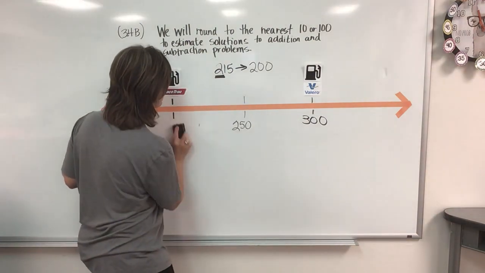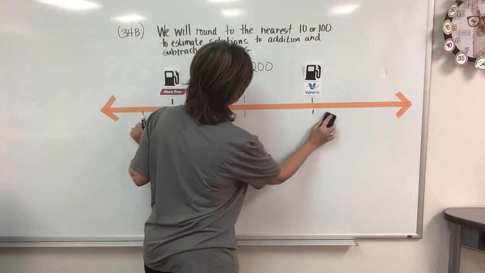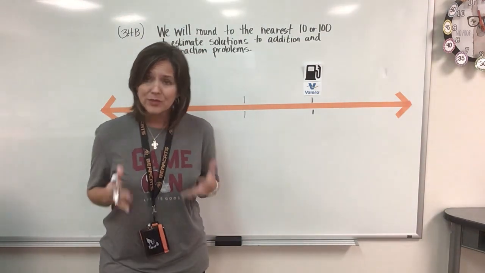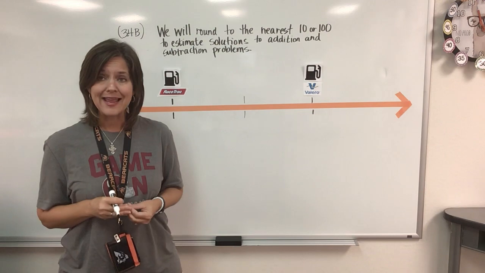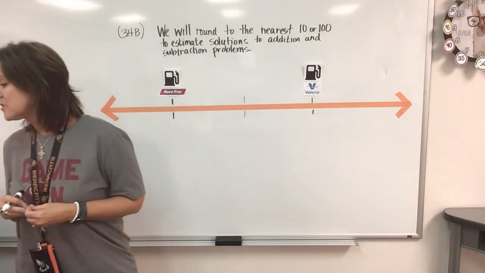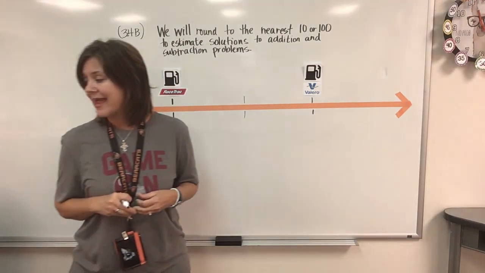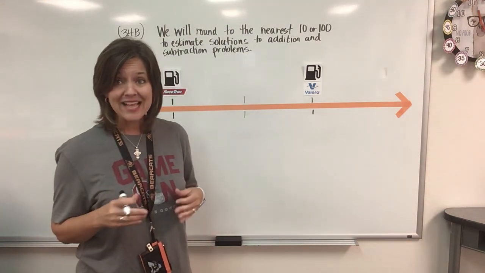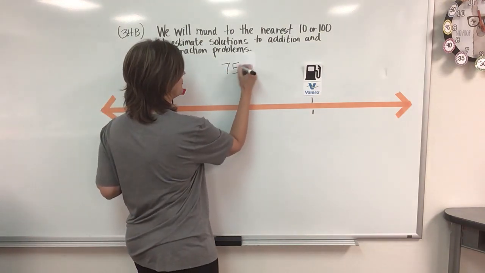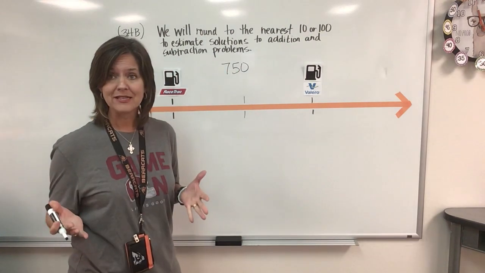Let's do one more. So hopefully you're noticing the pattern here, that it's really the same as rounding to the nearest 10. The steps are the same, the numbers are just a little bit bigger. So what if I have that number that is halfway in between? What if my number is 750, right?